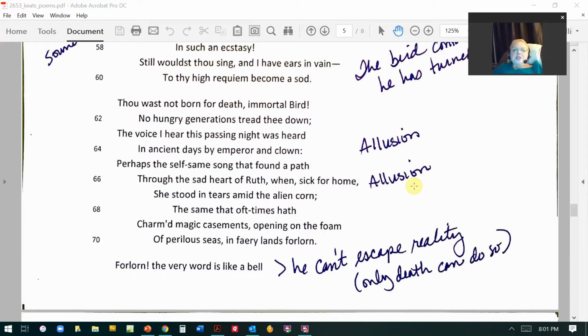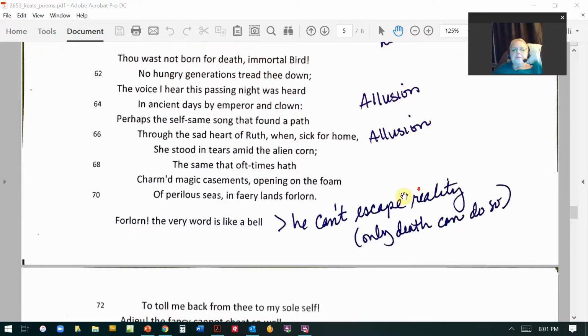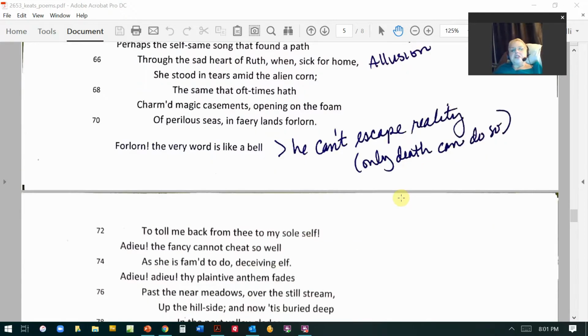So he says forlorn, and then this is this translation, forlorn, the very word is like a bell to toll me back from thee to my soul self.